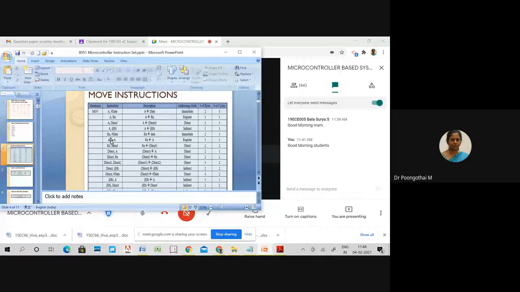Please tell me. So what is the operation of the second instruction? Accumulator contents are stored in the register. Okay. So can any other students answer this? MOV Rn, A. Roll number 8.